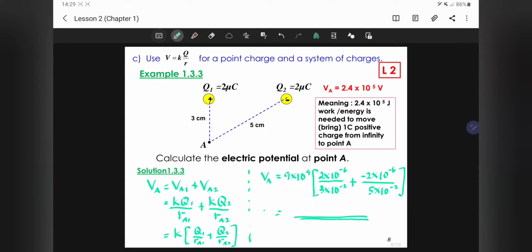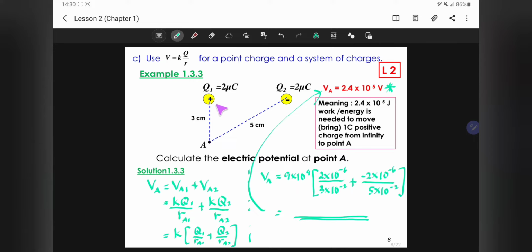I think the answer given will be like this. This is the answer we get. V on A now equals 2.4 times 10 to the power of 5 volts. What does this answer mean? From the definition, potential represents the work needed in bringing a test charge from infinity to a point. That means this is the amount of work needed to move 1 coulomb of positive charge from infinity to be on this point, from infinity to be here. The work done now is 2.4 times 10 to the power of 5 joules for a 1 coulomb positive test charge.